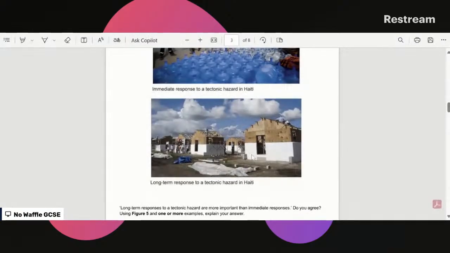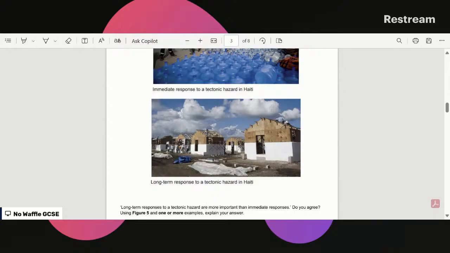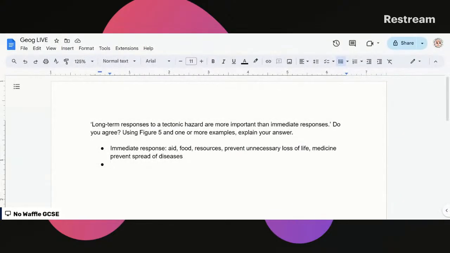And then we can see here long-term responses to a tectonic hazard, the construction of houses. So how is the construction of houses important? The construction of houses reduces the homeless population, and therefore there's going to be a better standard of living for the individuals who come from the country. So now we've spoken about the figure, let's speak about some points from our example. So if you remember any statistics, then put them in the chat below.